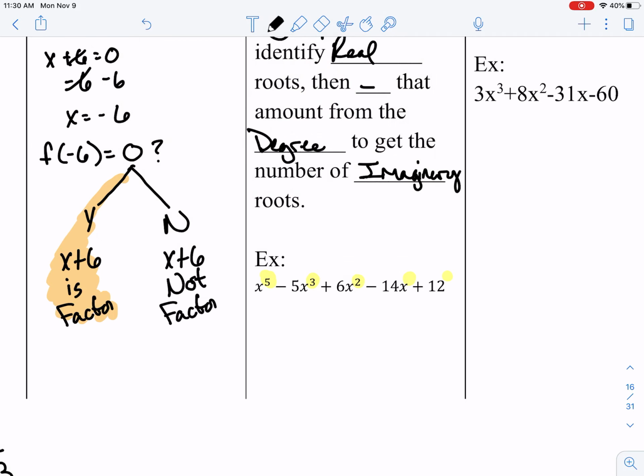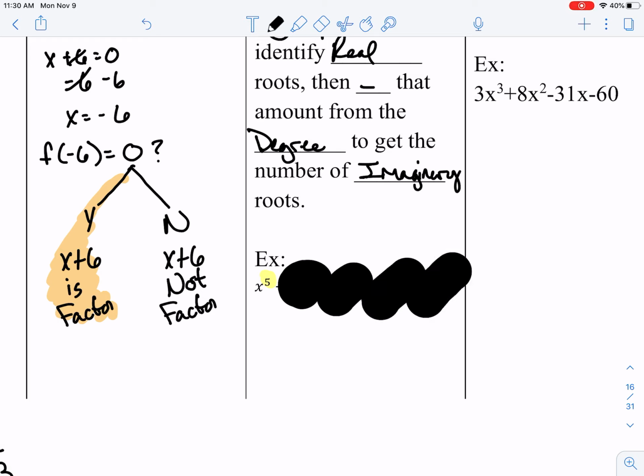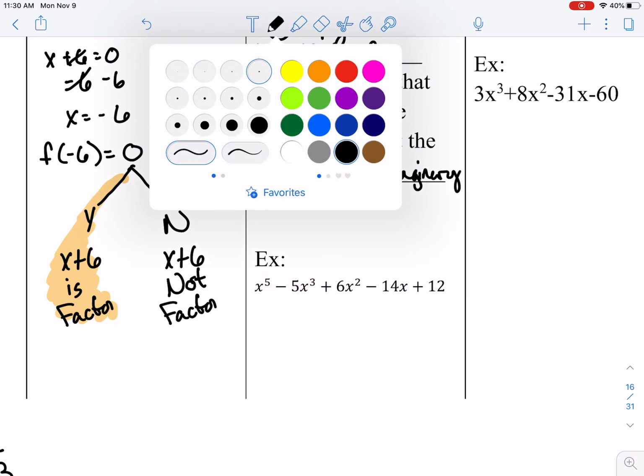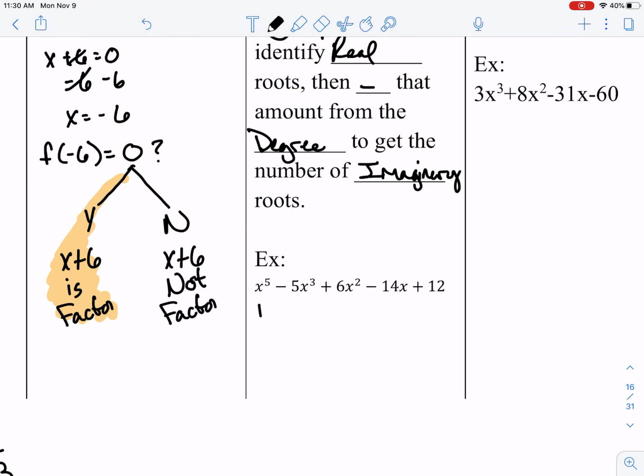So 5 is bigger than 3. 5 is bigger than 2. 5 is bigger than 1. 5 is bigger than 0. So my degree is 5. So I know there are blank real, blank imaginary. All right.